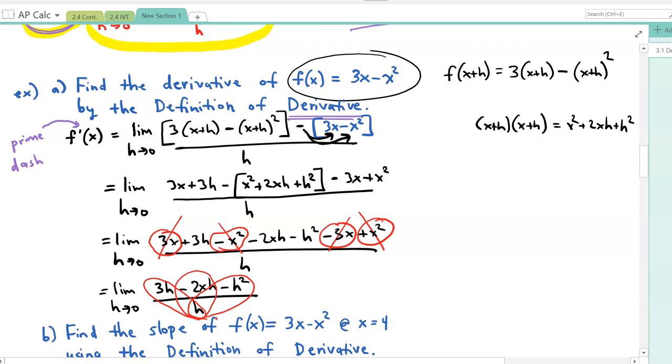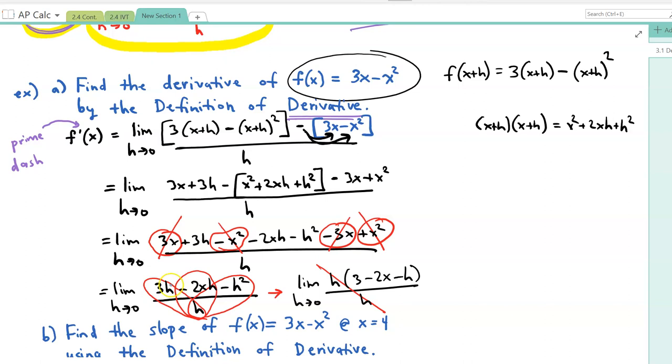Or another way to look at this problem, you could factor out the h on the top, and you have 3 minus 2x minus h. Now that h cancels. That's just another way to look at this, or you could just know that you're going to be canceling this h with this h with this h with one of these h's. So you're left with 3, there's a 3, you're left with negative 2x, there's a negative 2x, and you're left with a minus h.